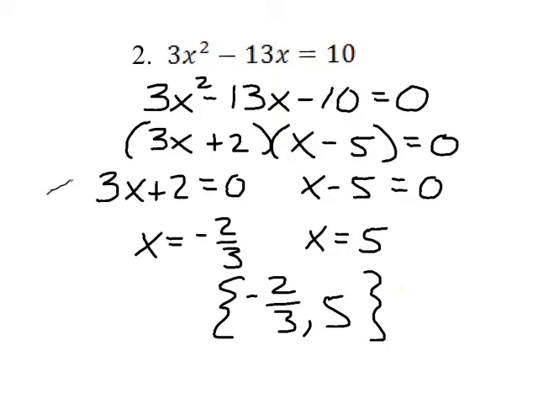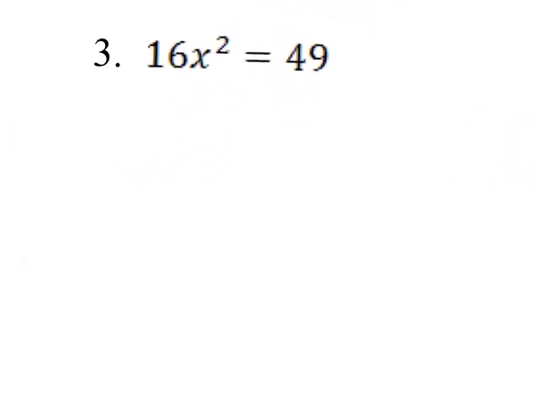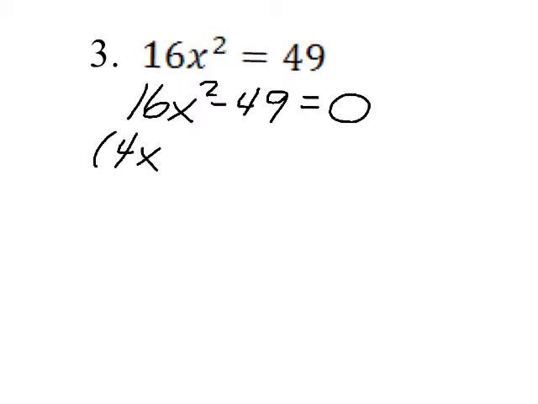Okay, so let's try one more. Let's see what happens here. Again, I'm going to move everything to one side. So if I do that, I get 16x squared minus 49 equals 0. Now hopefully you recognize that is the difference of two squares. And that factors to be 4x plus 7, 4x minus 7.